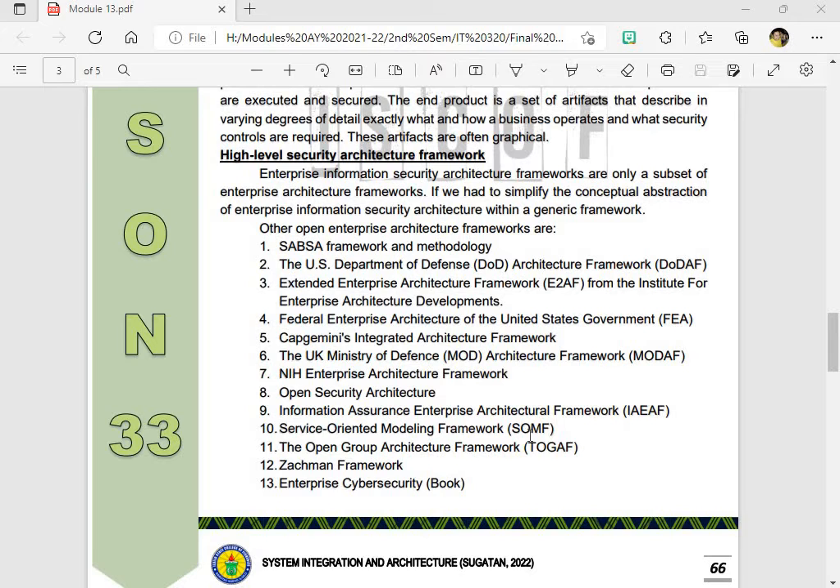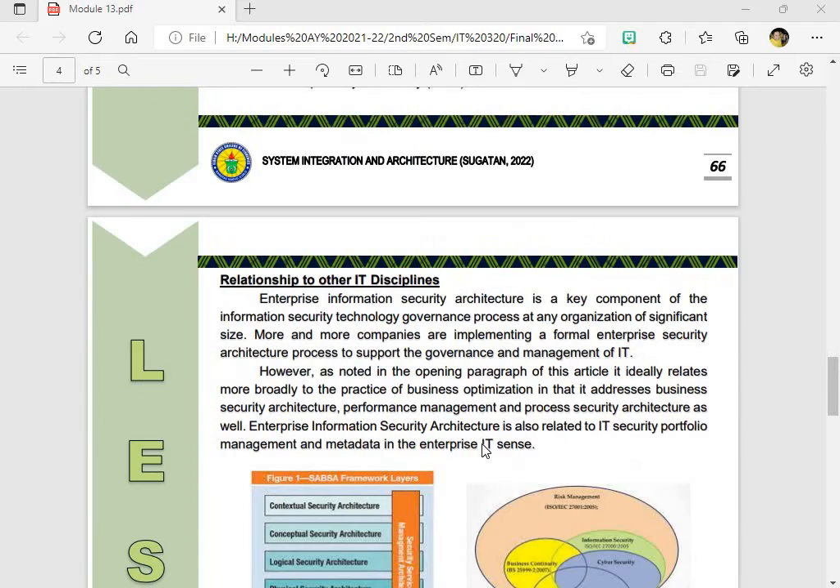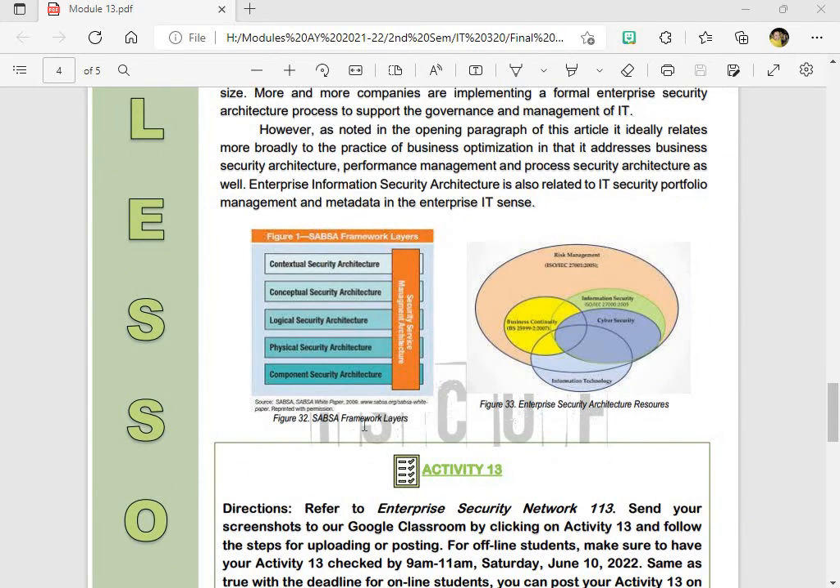We have the SABSA framework methodology. We are going to talk more about SABSA later on because SABSA, I think, is a framework layer. You can see on figure 32. And the content of the SABSA is conceptual security architecture, logical security architecture, physical security architecture, and component security architecture. We cannot scrutinize this one by one, guys. But imagine that these are the components of your framework layer.